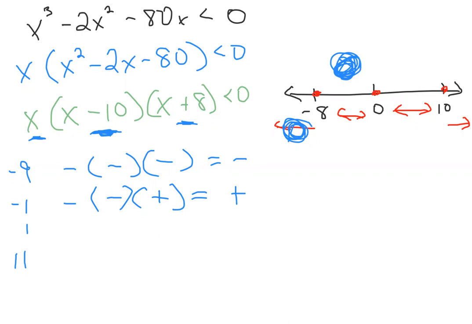All right, now I'm going to do it with 1. Again, if I plug in for the plain x, a +1 gives me a positive. 1 minus 10 gives me a negative. 1 plus 8 gives me a positive. So a positive times a negative times a positive gives me a negative. So that means my graph is down here.